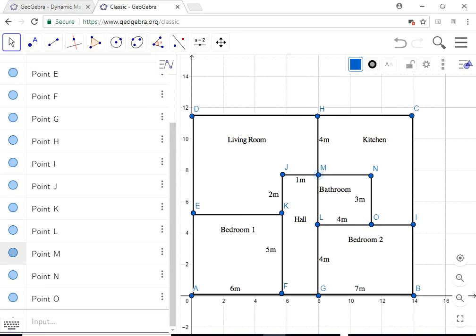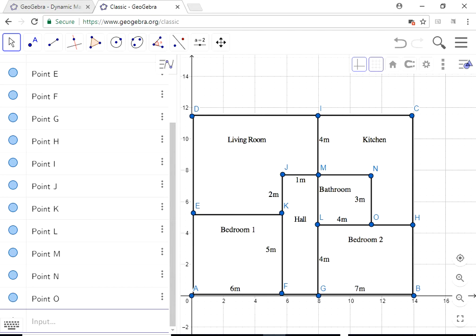Okay, I need to switch these around. Put I up here, and H here. Okay. Now we have this. We need to find the lengths for each one of these line segments.